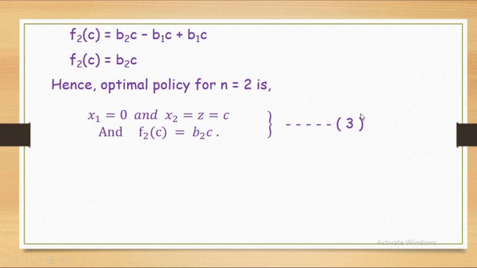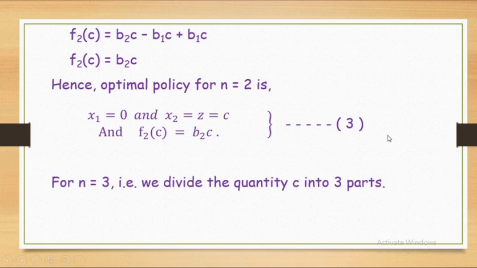Hence, the optimal policy for n equals 2 is x1 equals 0 and x2 equals z equals c. And we get the maximum value f2 of c is equal to b2 of c. Equation number 3.